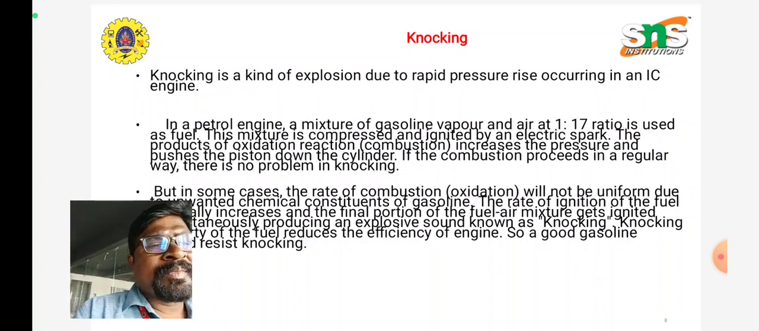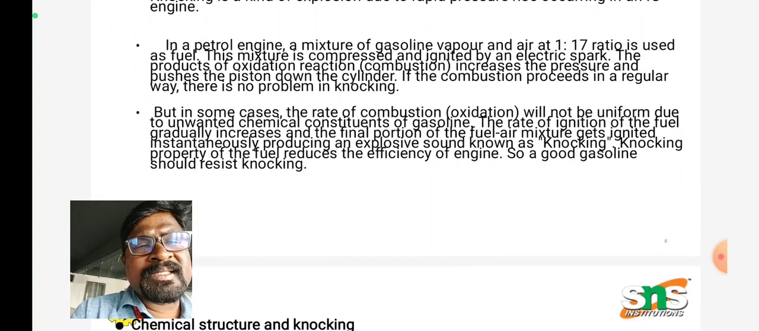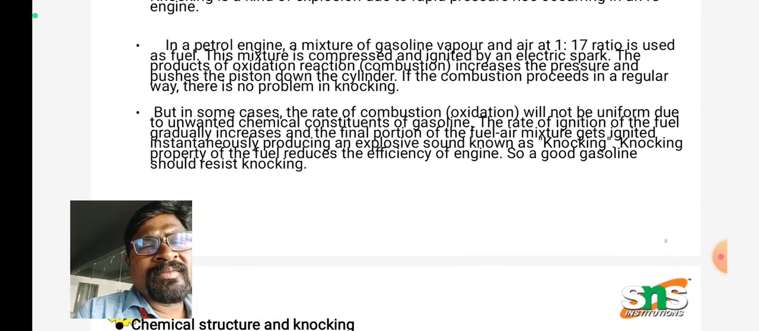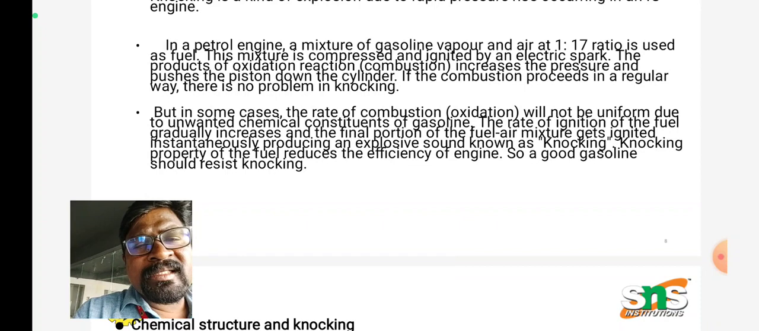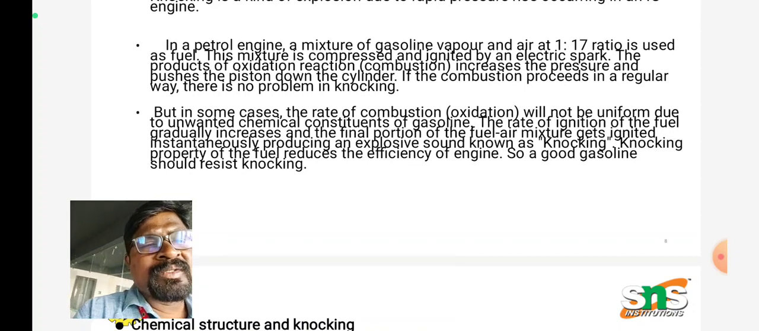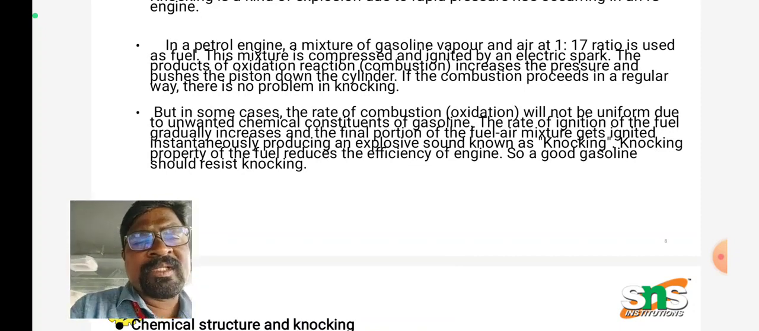If the combustion proceeds in a regular way, there is no problem of knocking, but in some cases the rate of combustion will not be uniform due to unwanted chemical constituents of gasoline. The rate of ignition of the fuel gradually increases, and the final portion of the fuel-air mixture gets ignited instantaneously, producing an explosive sound known as knocking. The knocking property of the fuel reduces the efficiency of the engine, so a good gasoline should resist knocking.